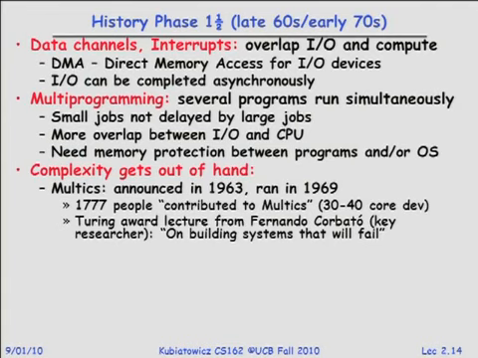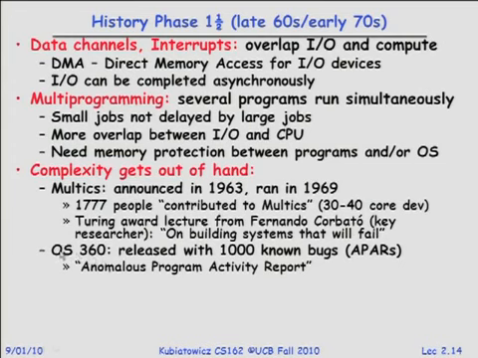And what's interesting about this talk is he talks about how complexity got out of hand in Multics to the point that they couldn't find all the bugs. And why? Okay, why that happened.